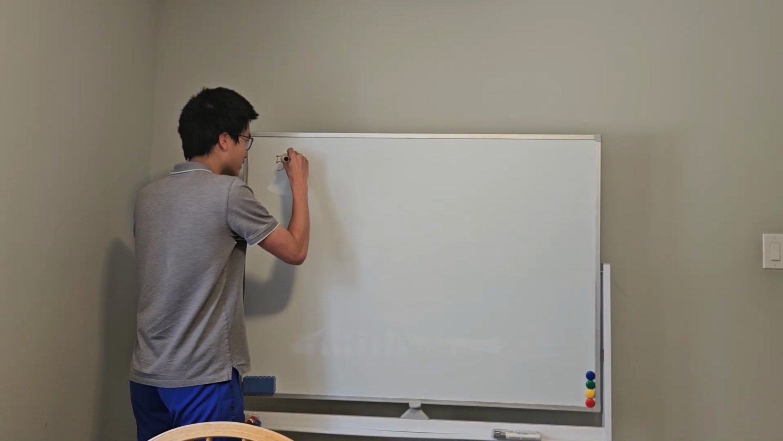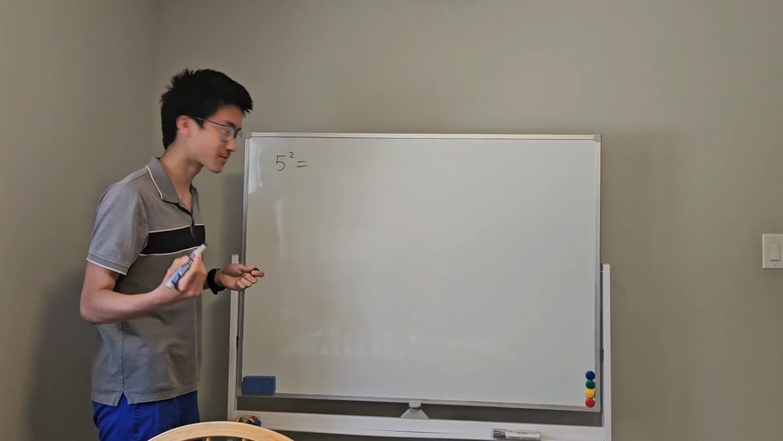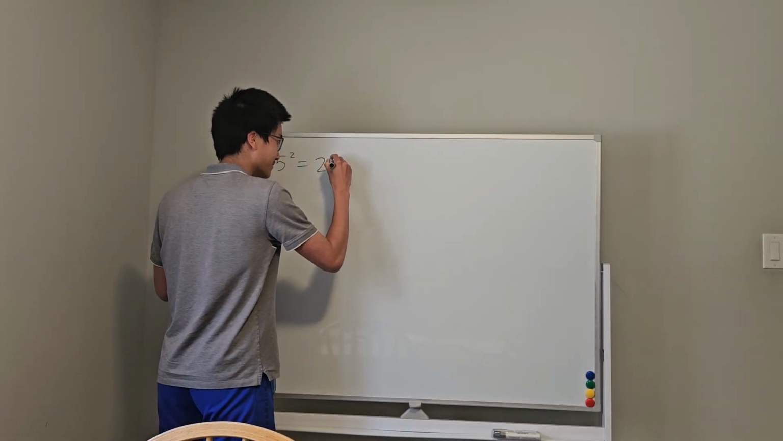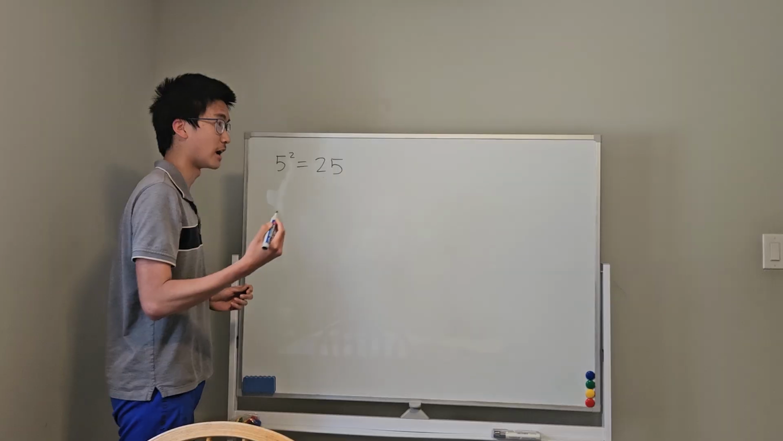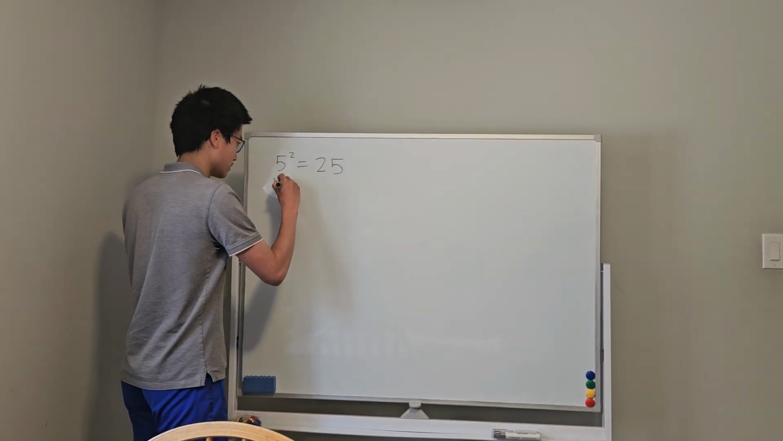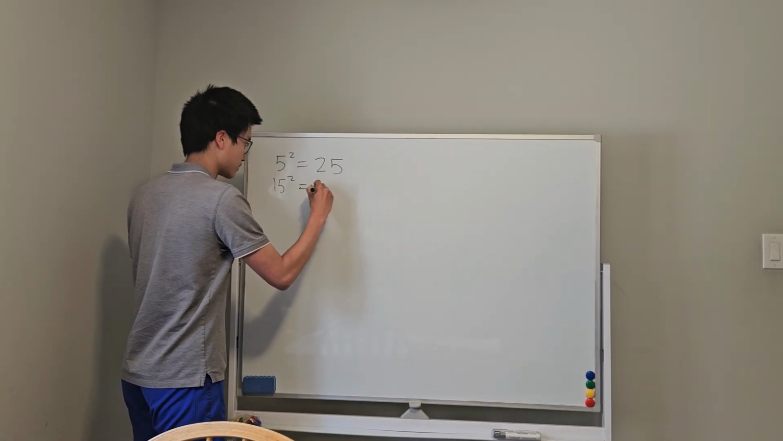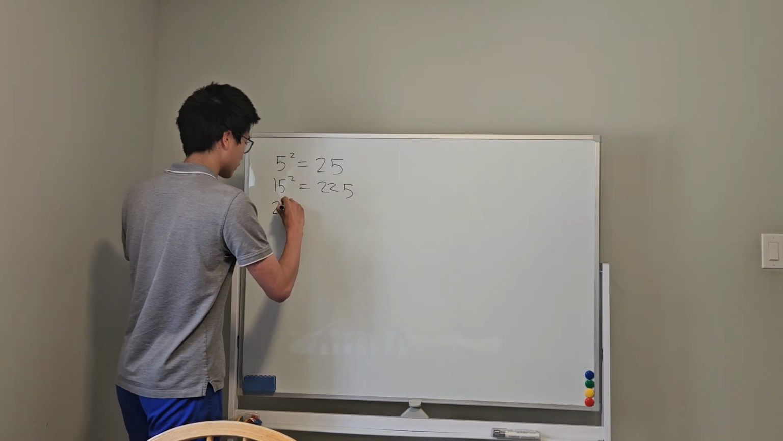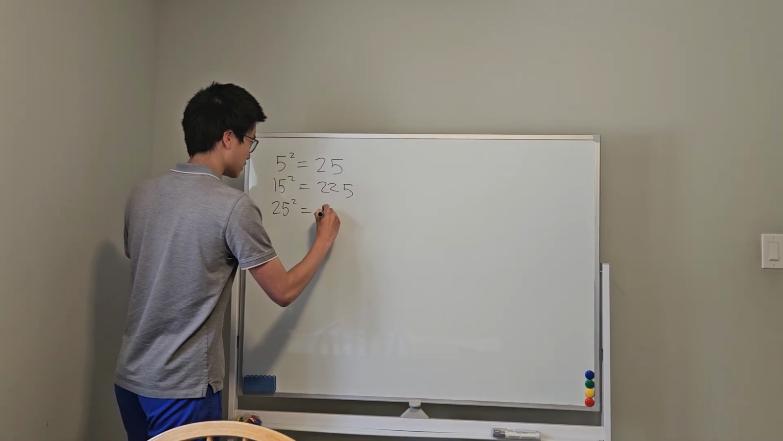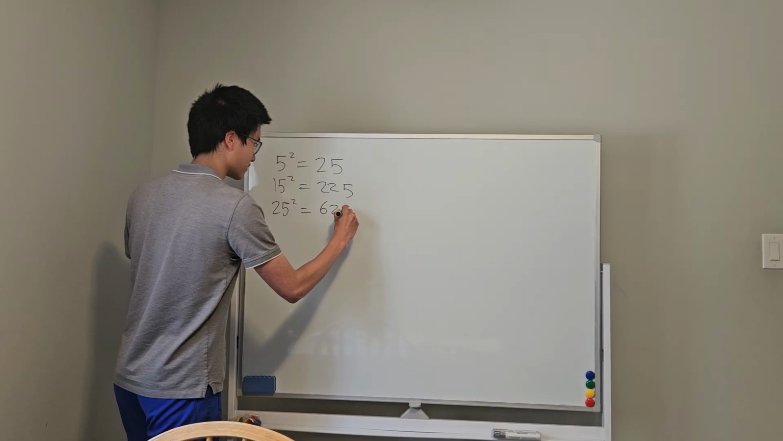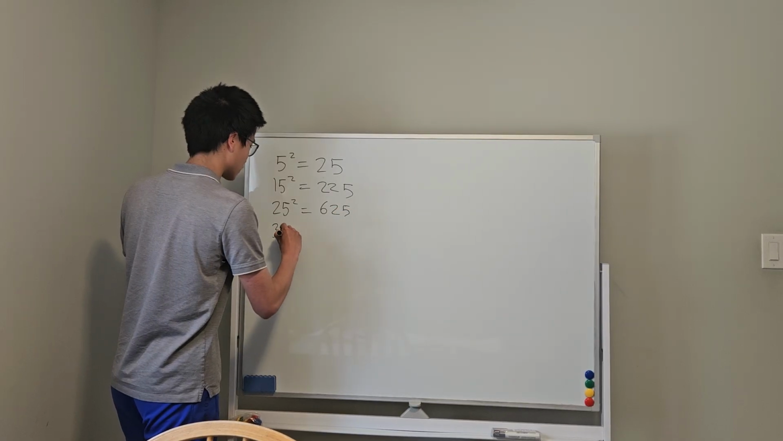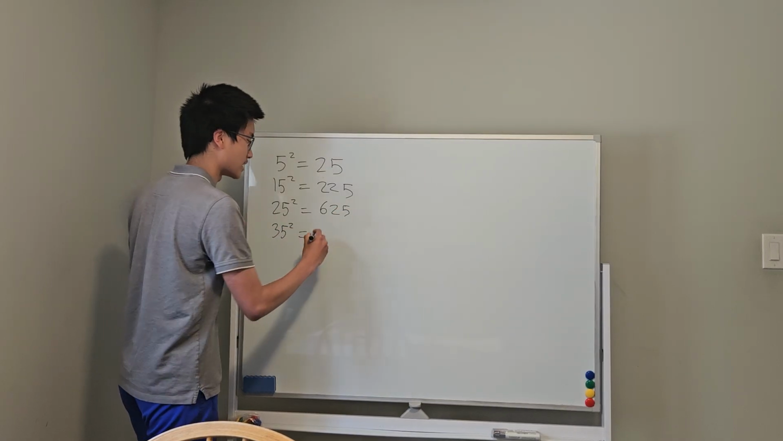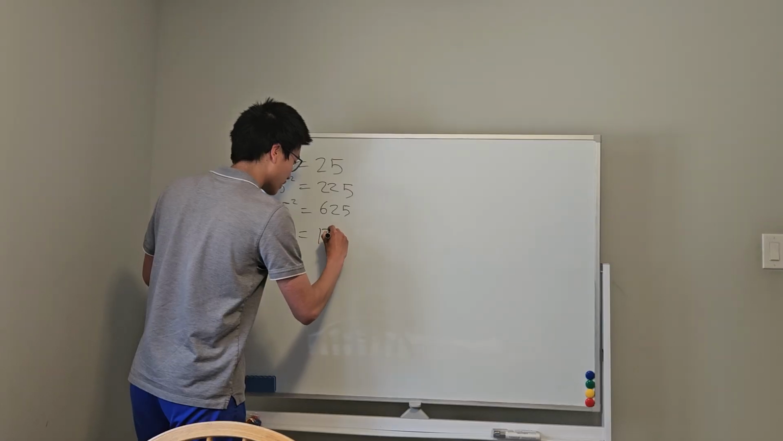5 squared. What does this equal? Yes, this equals 25. And now I'm going to try 15 squared. This is 225. And 25 squared equals 625. 35 squared, and if you multiply this out, this will equal 1225.